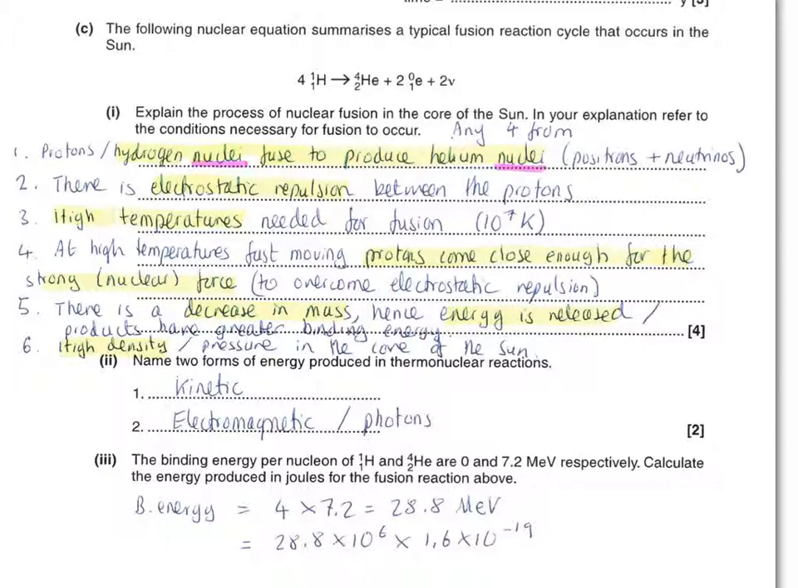The next part of the question asks you to consider fusion in more detail. So we are given a nuclear equation summarising fusion occurring in the Sun. You are asked to explain the process of nuclear fusion in the core of the Sun. Note the question asks you to refer to conditions necessary for fusion to occur. You must always respond to points like this given in a question. 4 marks are allocated, so you need any 4 points from the following 6.